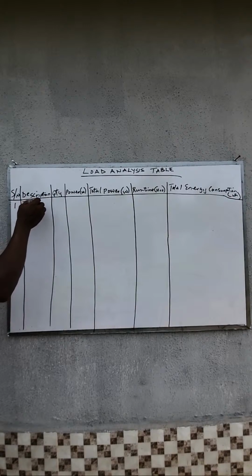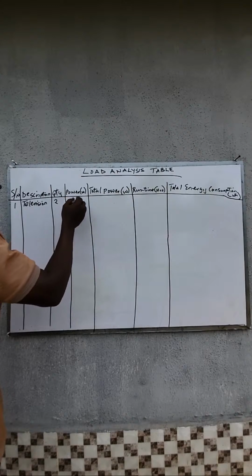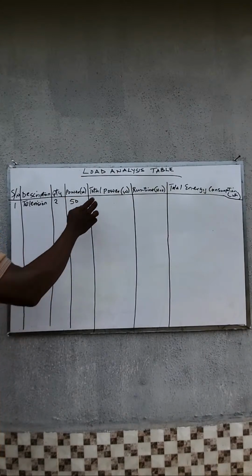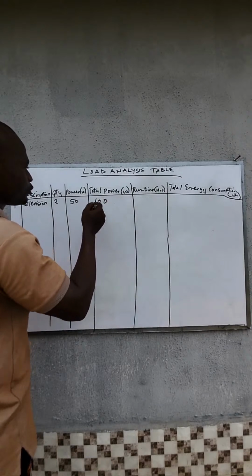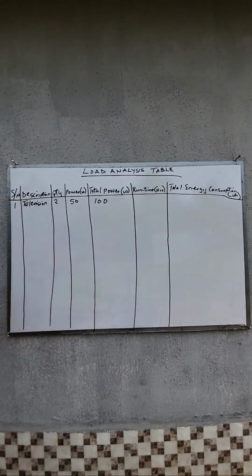The description here is the kind of load or appliance you want to use. So let's take the first one. Maybe we have television, and we have two pieces, and their power rating is 50 watts. So to get the total power, you multiply the quantity by the power. So it will be 50 multiplied by 2. So this will be 100 watts.